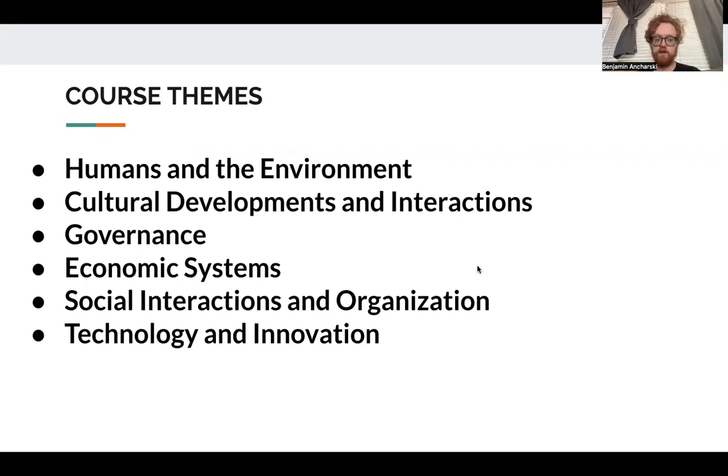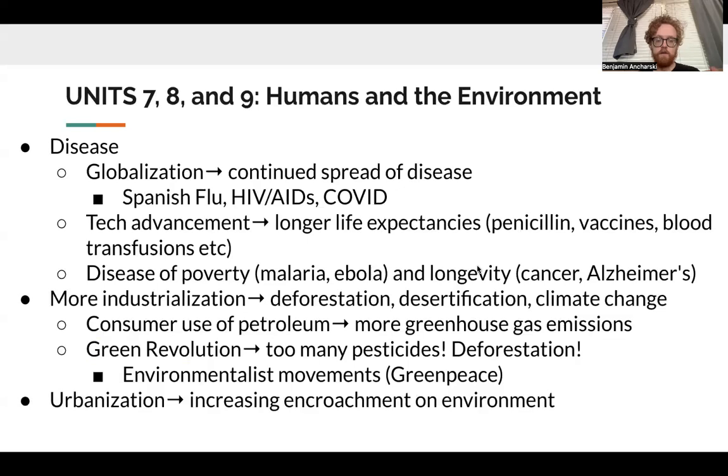These are the course themes right here, and I go through them one by one. What pieces of evidence could you use to support these ideas? All right, first one, humans and the environment, disease. Really, there's only one unit topic about humans and the environment in period 4, and it's mostly about the effects of globalization on the environment.